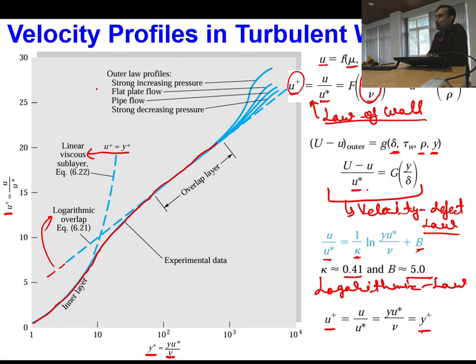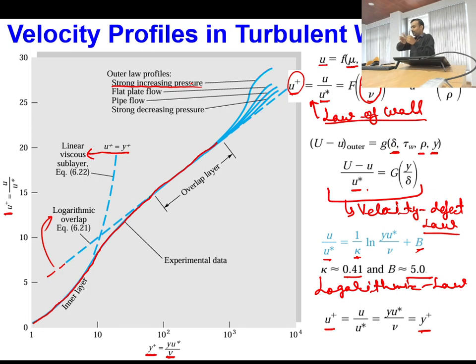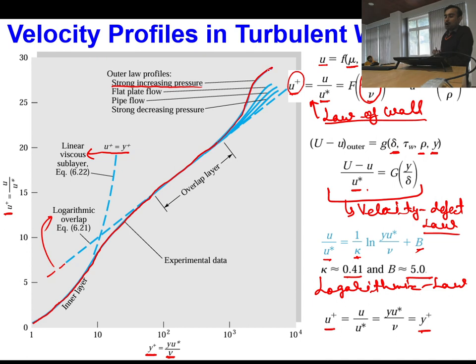So if I have a wall bounded flow, meaning close to the flow I have a solid wall. Okay, so in a wall bounded flow, if I have a strong increase in pressure, it means when the flow is moving from inlet to outlet along the length of the wall, my pressure is strongly increasing. Then within this inner layer and overlap layer, my velocity will be as it is, but particularly in this outer layer, I will have some change in the velocity.